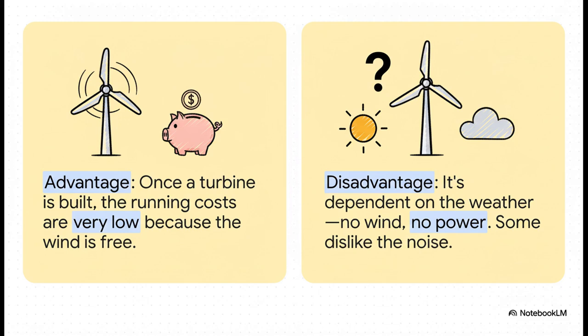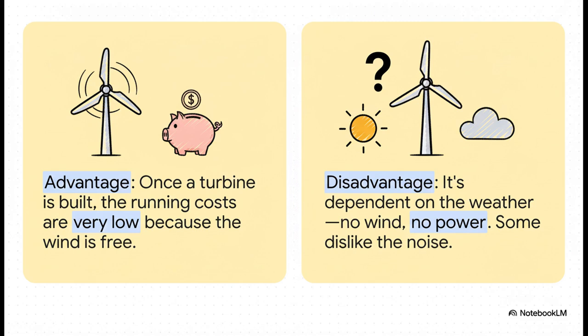And on the renewable side of things, you've got wind power. The advantage here is super simple. Once you've built the turbine, the fuel, the wind, is totally free. That makes the running costs really, really low. The obvious problem, though, it's completely at the mercy of the weather. No wind means no power. And then you've got the human side of things, like some people really don't like the noise or how they look on the landscape.